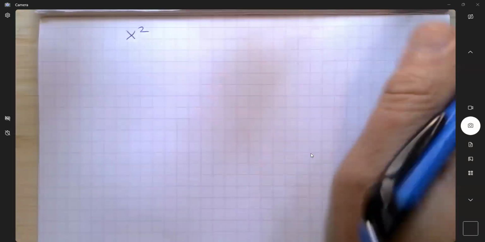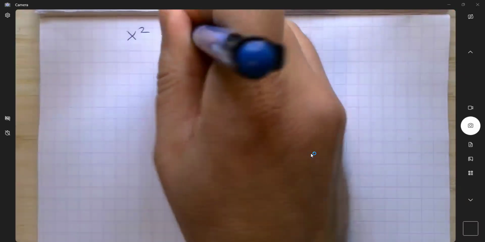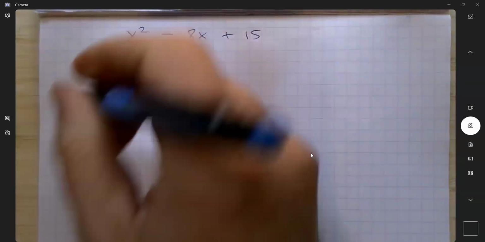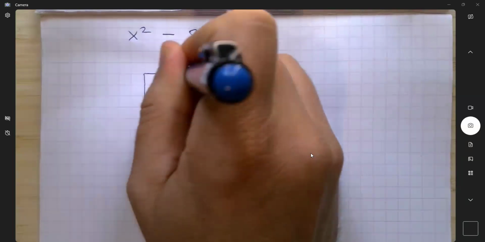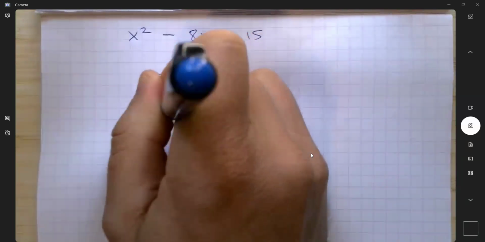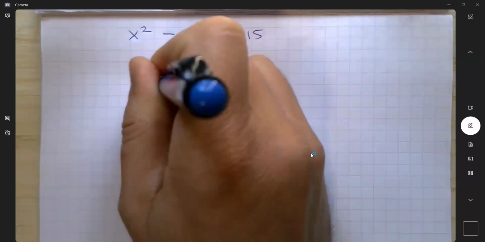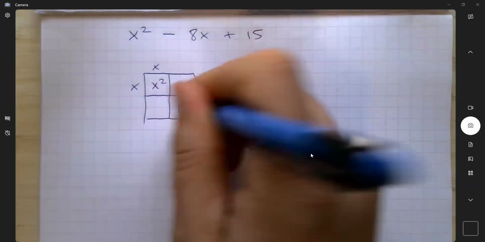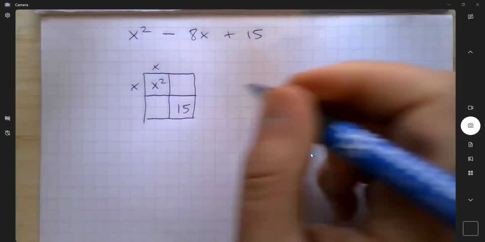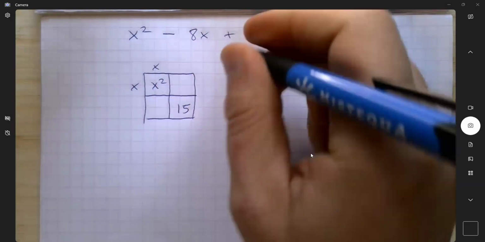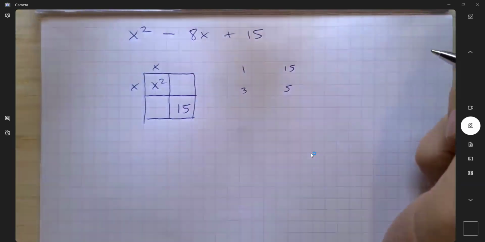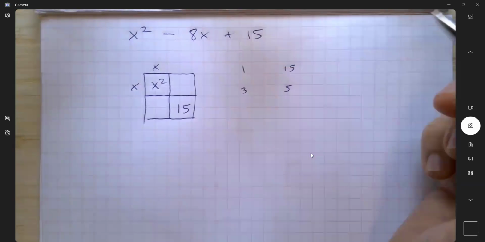Let's look at, for example, x squared minus 8x plus 15. So I'll do my box. I know I have an x squared, so that means I've got x's on the top and the side. And I have a 15 in the lower right panel. And so I need to find numbers that multiply to 15. So that could be 1 and 15 or 3 and 5. And I want them to add to be -8.